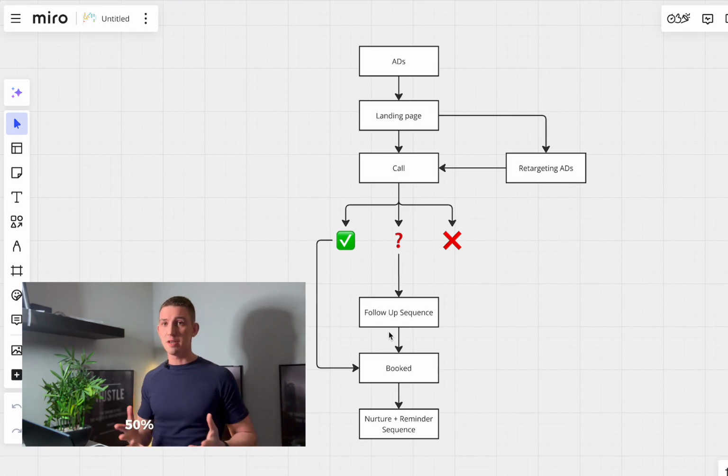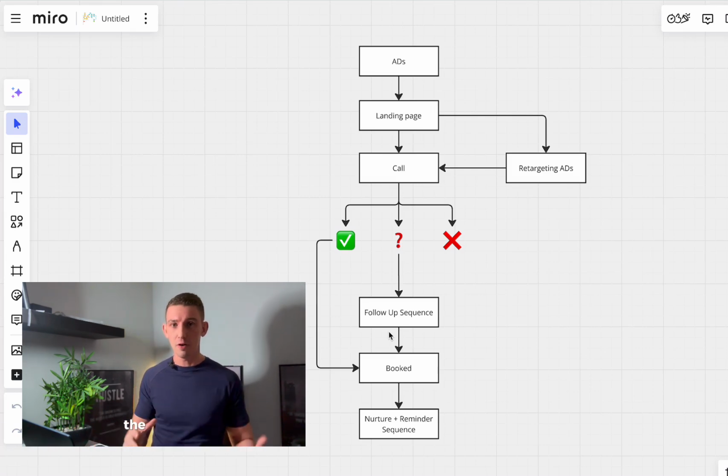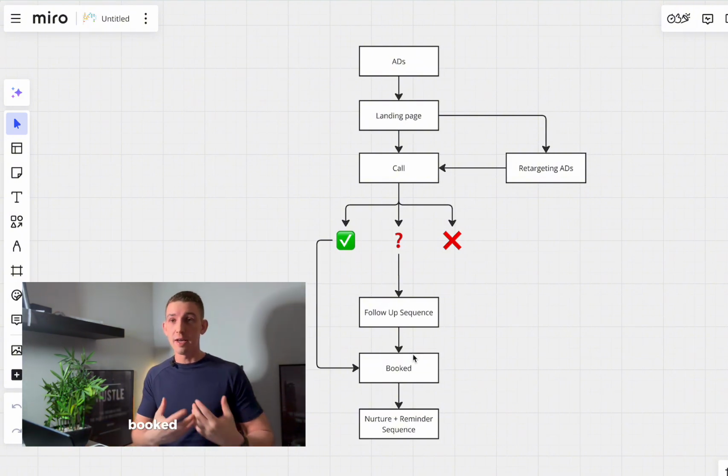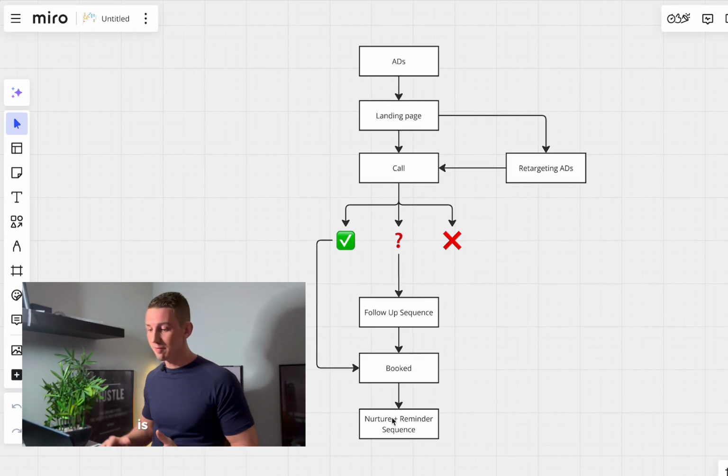Now, like I say, 50% just still won't take any action from the follow-up, but it is going to get more people down and actually booked into whatever that next step is for you.